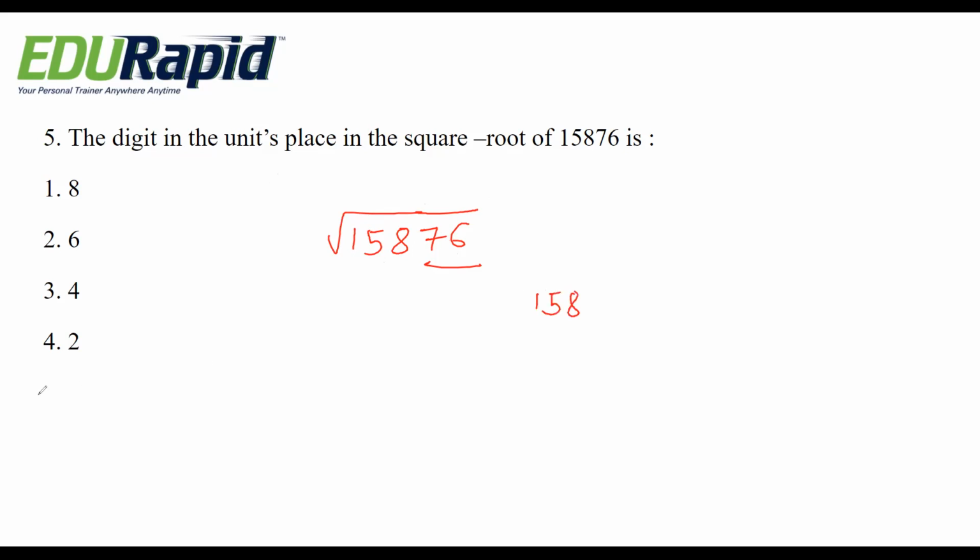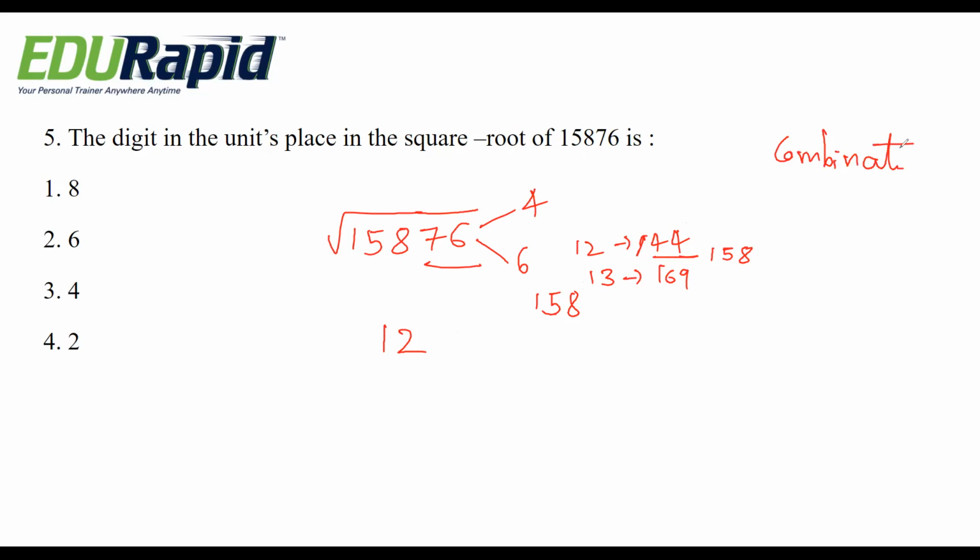158, it lies between what? 12, I think. The square of 12 is 144 and 13 is 169. So take 12, it lies between these, 158, and for the last digit, observe 6. The square root of a number ending in 6 always ends in 4 or 6. See, here is a combination. I'll write the combination, please note it down.